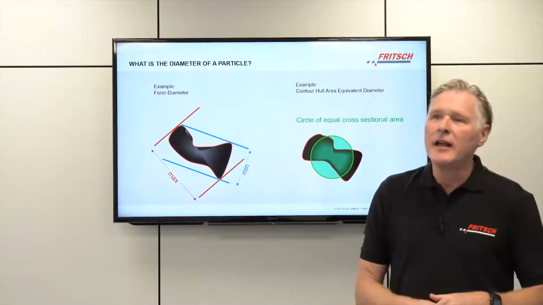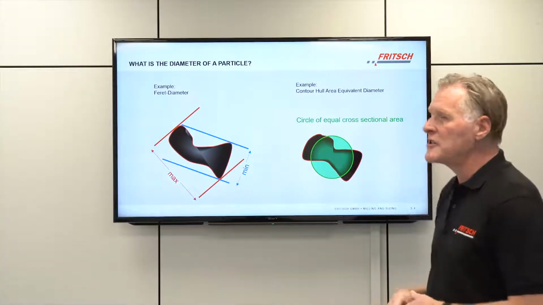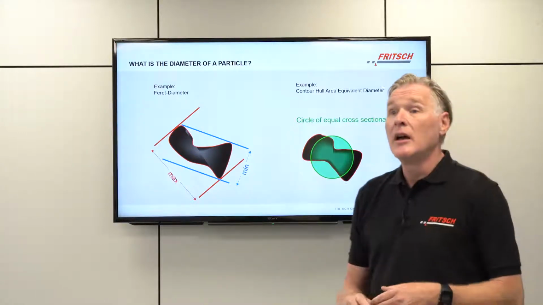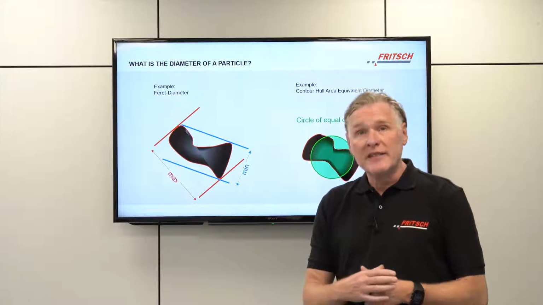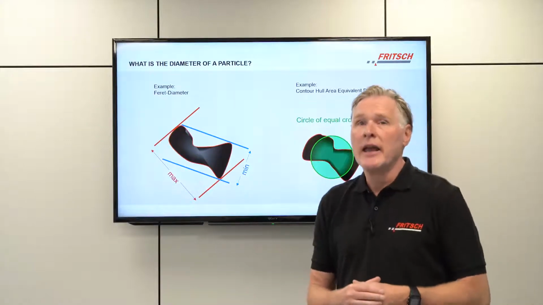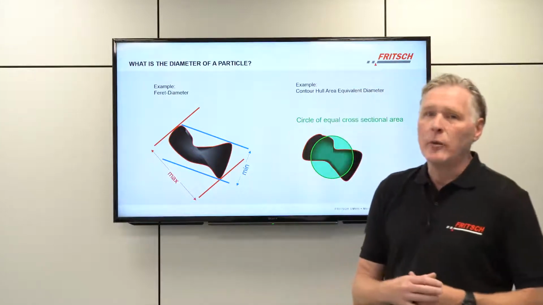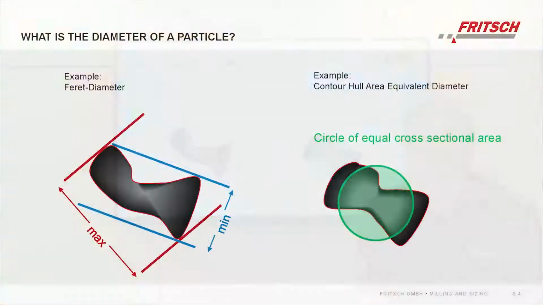On the right-hand side, another definition, the so-called contour hull area equivalent diameter. Here we take the cross-section area of the particle and we calculate the diameter of a circle with an equal area. Of course, there are more definitions of the term diameter, and we always need to keep in mind what we are talking about. What is the actual definition that we currently use for our measurement?